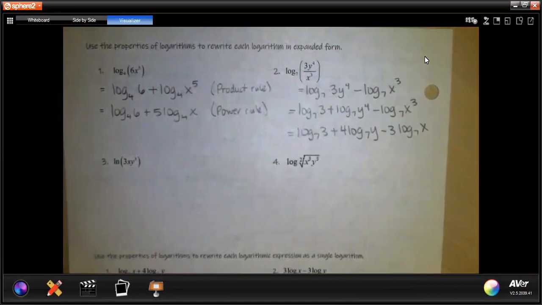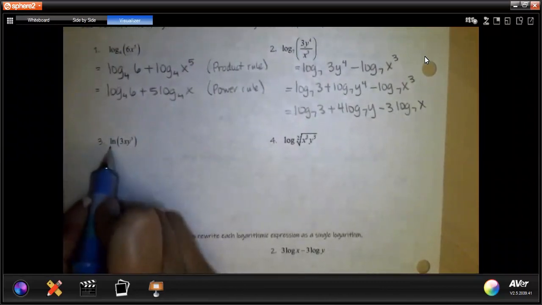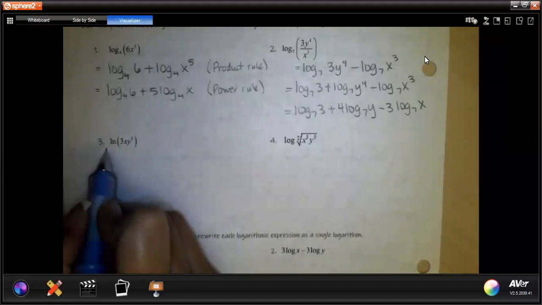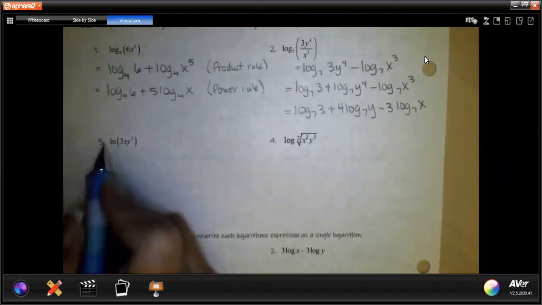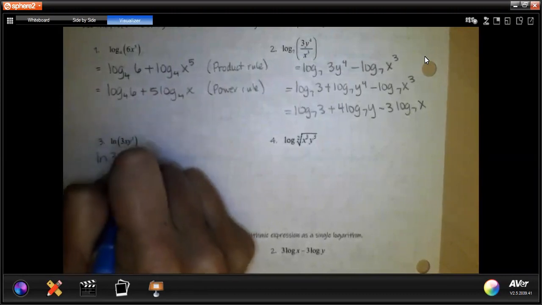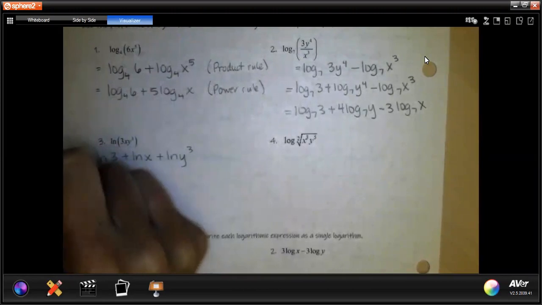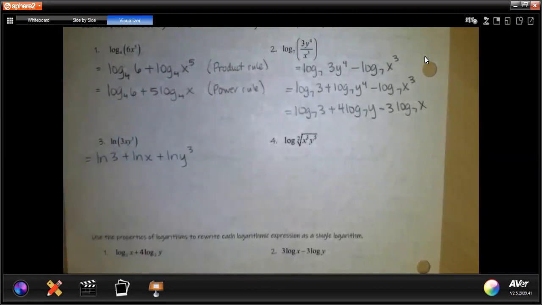There is our expanded form. All right, we're going to try another one. This one here looks confusing just because it's got the natural log, but remember a natural log is just a log with a base of e. So we would get the natural log of 3 plus the natural log of x plus the natural log of y cubed. So we applied that product rule to separate those three.